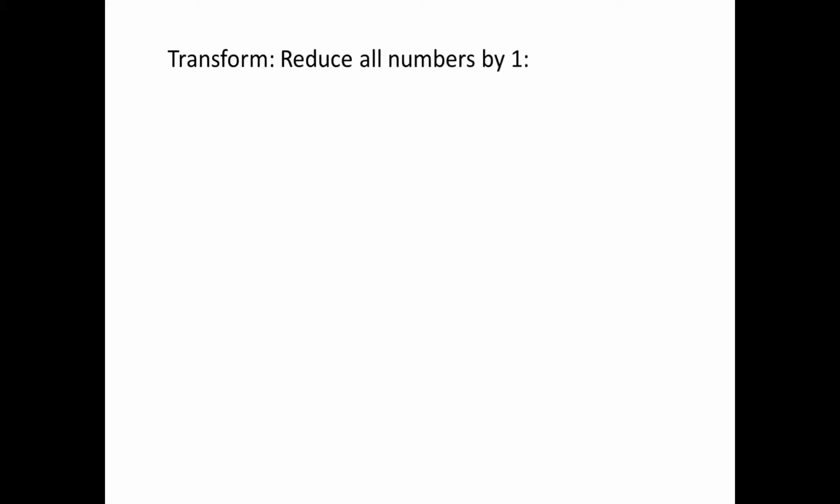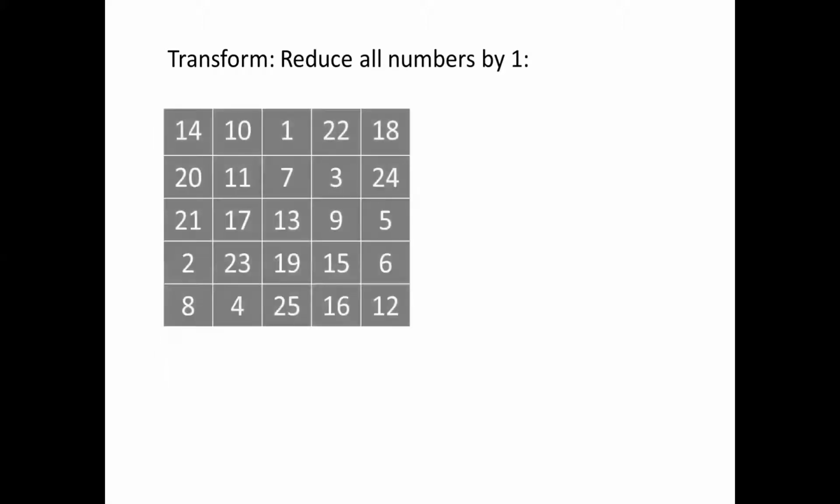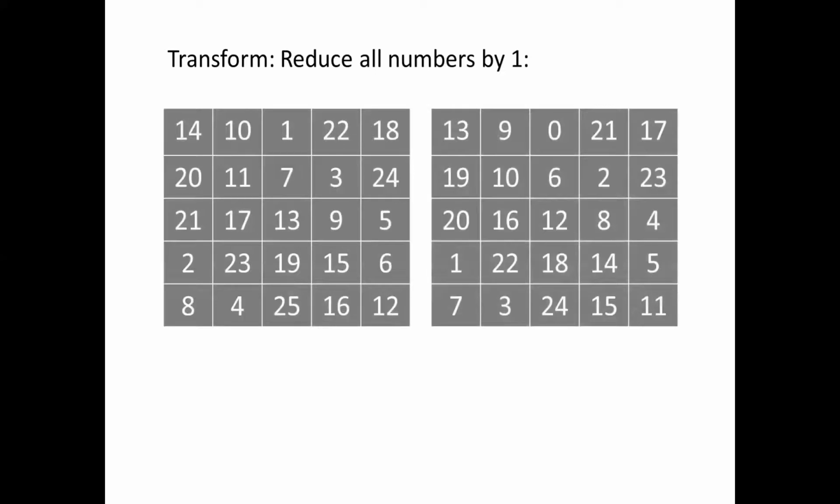Before we study the property of magic squares, we make a simple transform. Reduce each number by 1. This is the magic square with all numbers subtracted by 1. So 14 minus 1 is 13, 10 goes to 9, 1 is reduced to 0, and so on. So the new range of the numbers is from 0 to 24.